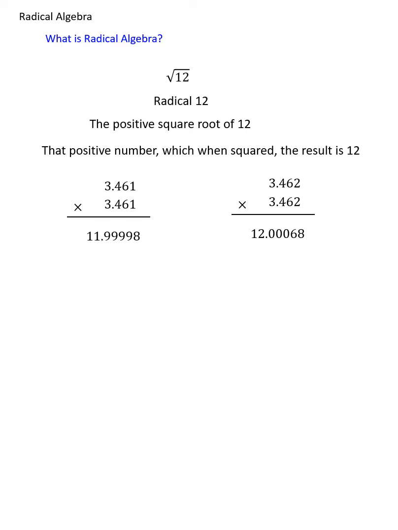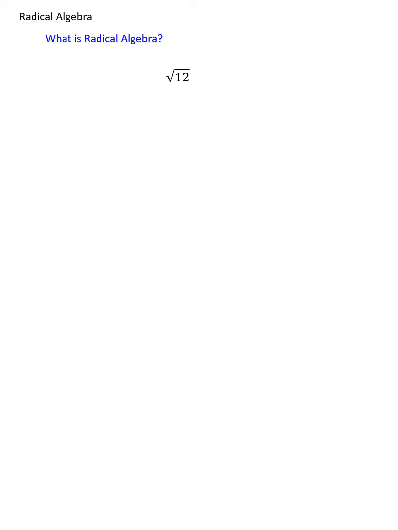And one could try numbers in between, but if you restricted yourself to rational numbers or decimals, you would never find anything that when squared is 12. But we've created a real number system where we can find radical 12 by simply calling it that number which when squared is 12. But for now, let's just leave it as a decimal approximation, because I want to paint a picture for you for what radical algebra is.